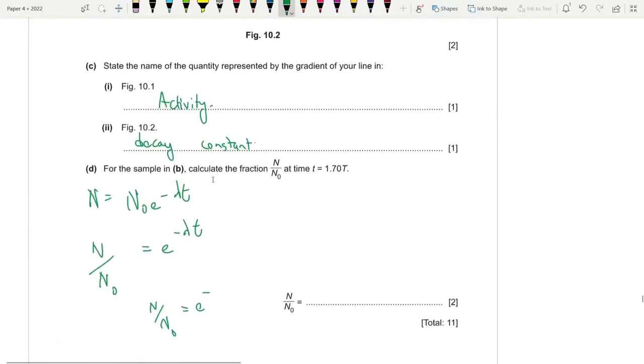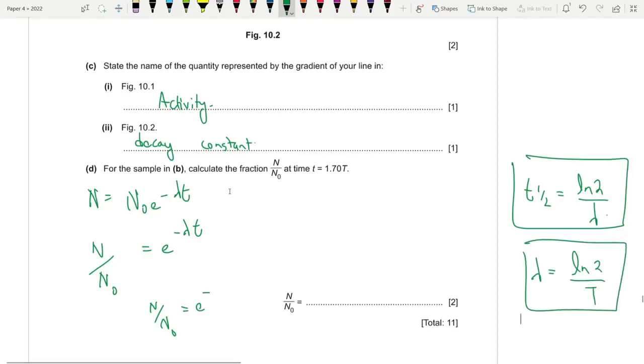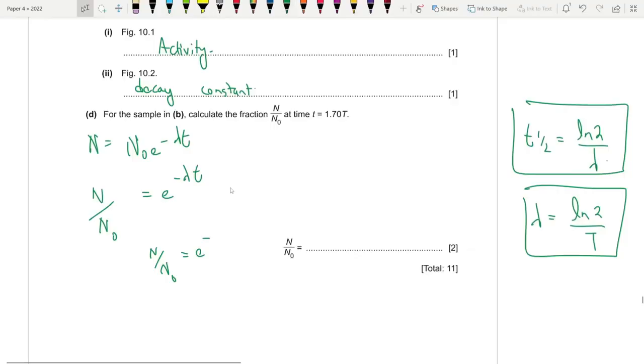You guys know that radioactivity is a first order reaction, so the half-life is actually equal to ln 2 divided by lambda, right? So what is lambda equal to? You know that lambda is equal to ln 2 by half-life, and the half-life happens to be capital T here. So in the place of lambda I can write minus ln 2 divided by capital T, times, in the place of time, 1.70 times T.